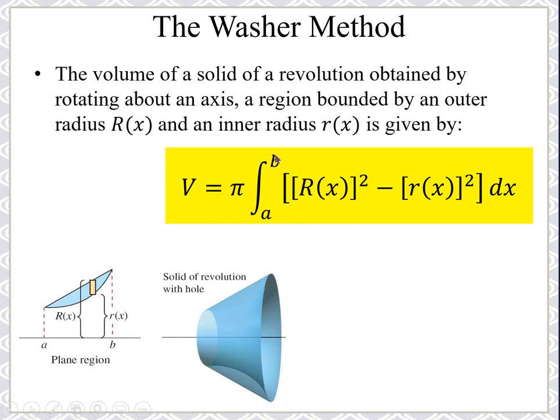Pi times the integral from a to b of big R of x squared, that's going to be your outermost function, minus little r of x squared, that's your innermost function. And that's going to give you the volume of the solid using the washer method.